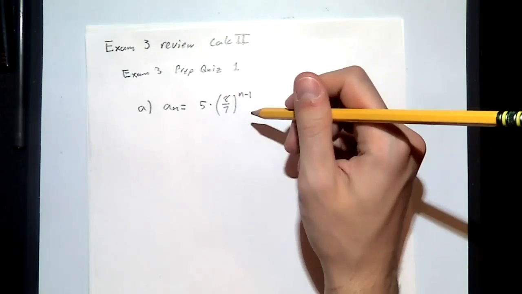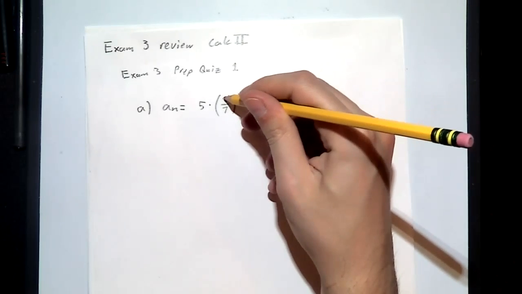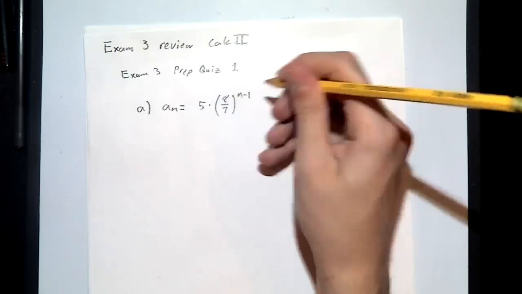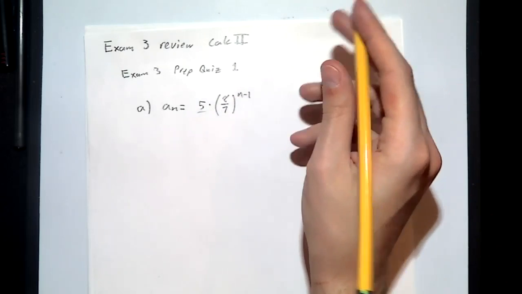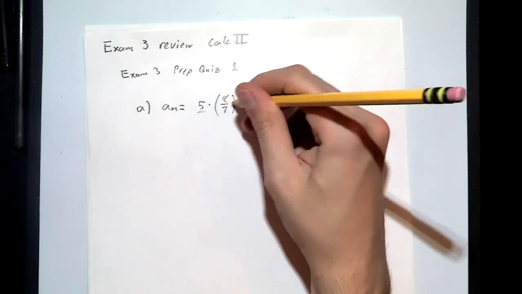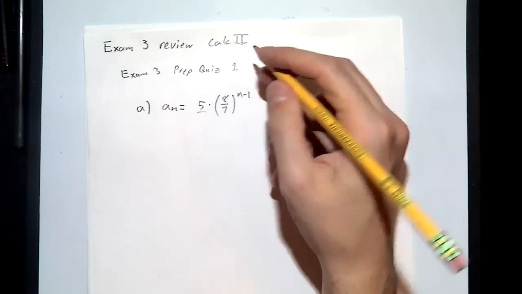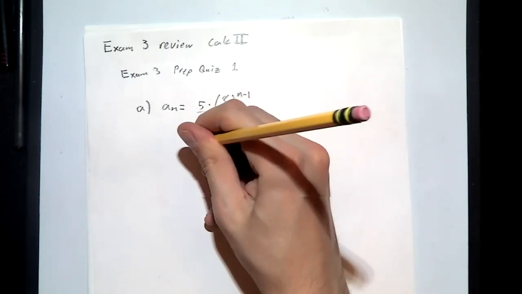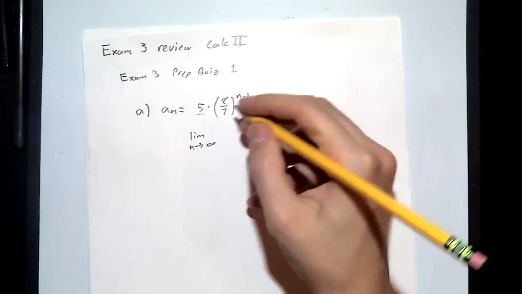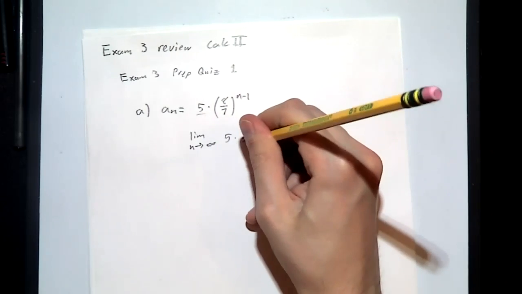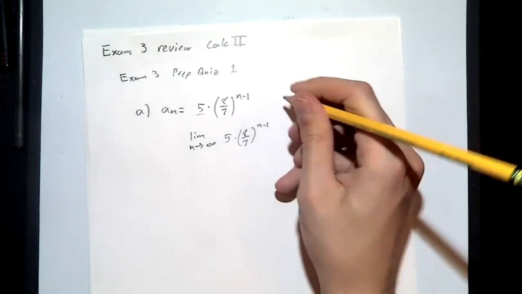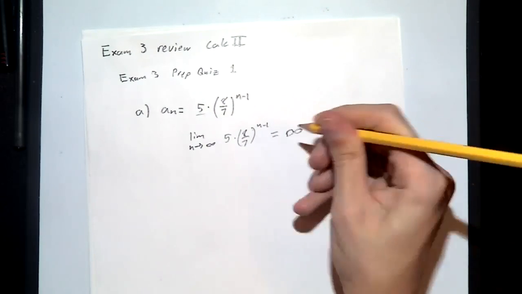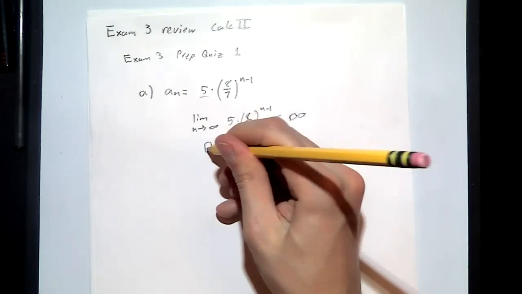And you can either do, well, yeah, for this, we have 8 over 7, which is a number greater than 1. And so this 5 doesn't really come into play too much. But since we have 8 over 7 to an nth power, as n increases, this is going to approach infinity. So the limit as n approaches infinity of 5 times 8 over 7 to the n minus 1, we get infinity. So this diverges.